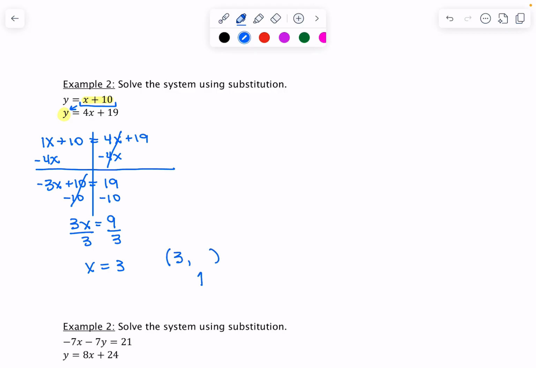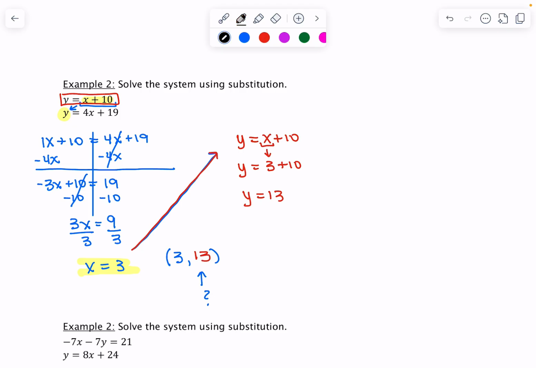But what am I still missing? My y. So I'm going to take that 3. In fact, I'll make that line red. I'm going to take that 3 right here and look at my original equation, y equals x plus 10, rewrite it. But instead of x, what am I going to put here? I'm going to put a 3. I'm replacing the x with a 3 because I know that I got 3 for my x, so I'm replacing it. Simplify that, and I get y equals 13. So I have a coordinate pair at 3, 13. And that's my solution.